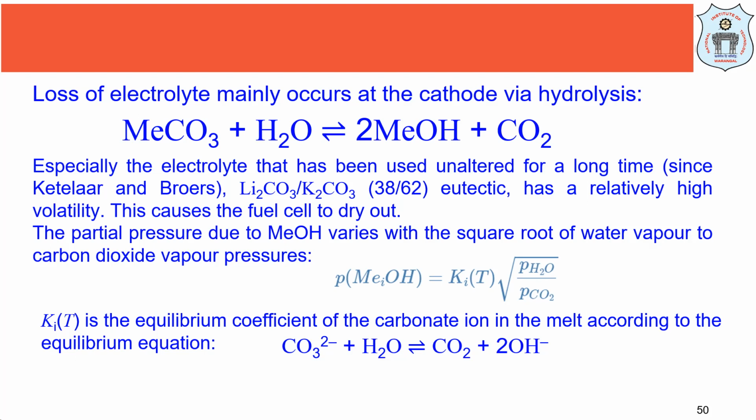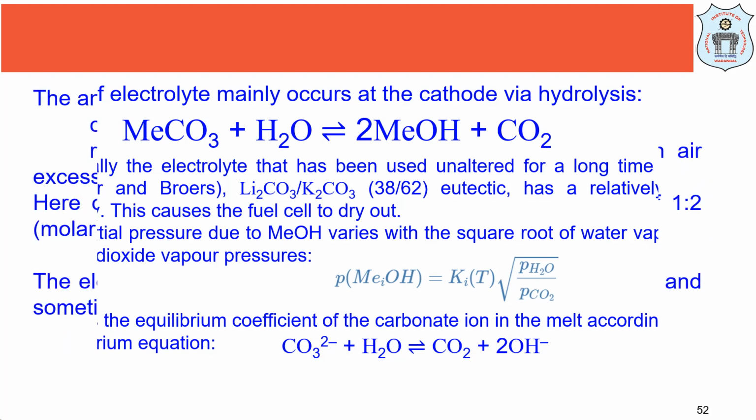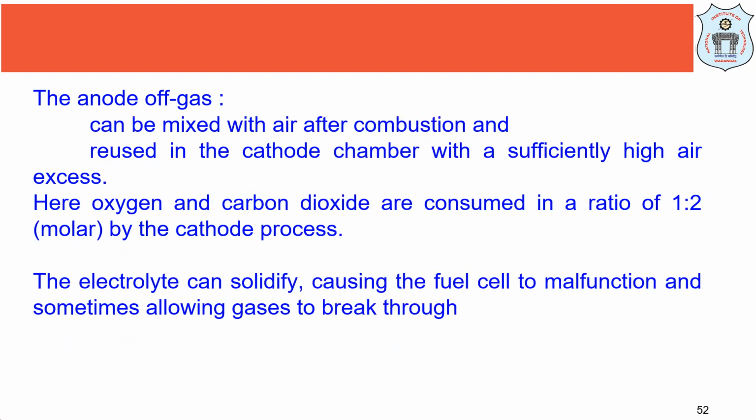So you have K_IT. K_IT is the equilibrium coefficient of the carbonate ion in the melt according to the equilibrium equation. You can see the carbonate plus water forming, reversibly, CO2 and OH minus ion. The anode off-gas, on the other hand, can be mixed with the air after combustion and reused in the cathode chamber with a sufficiently high excess air. So you are going to have oxygen and carbon dioxide being consumed in the ratio of 1:2 by the cathode process as per the stoichiometric requirement.